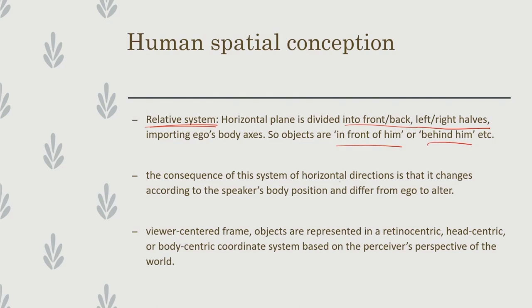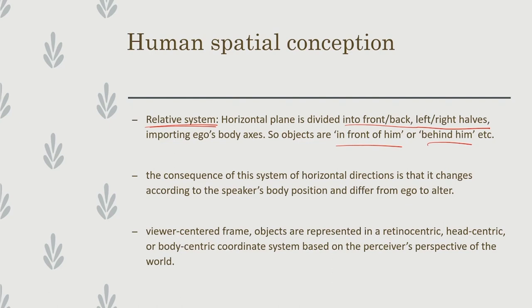The consequence of this system of horizontal direction is that it changes according to the ego's position and orientation. We are talking about various systems, various frames of reference in terms of spatial arrangement. One of these is called the relative frame of reference. What happens in the relative frame of reference is that it is relative to the ego, the person who is speaking. Depending on who is speaking, we create coordinates on the surroundings, on the environment, and divide it into front and back, left and right, top and down, and so forth. And then in linguistic terms, we say x is in front of me, x is behind me, x is to my right, to my left, and so on.